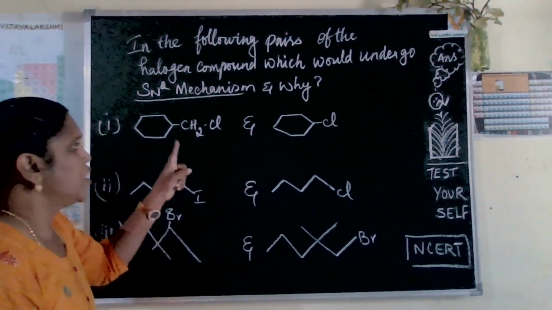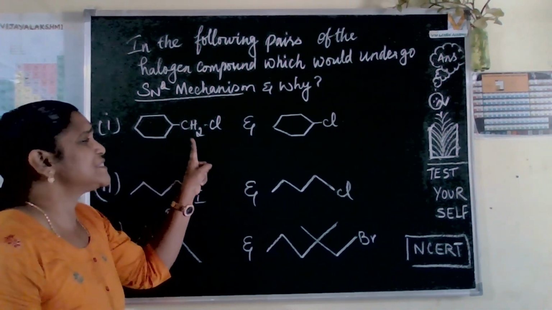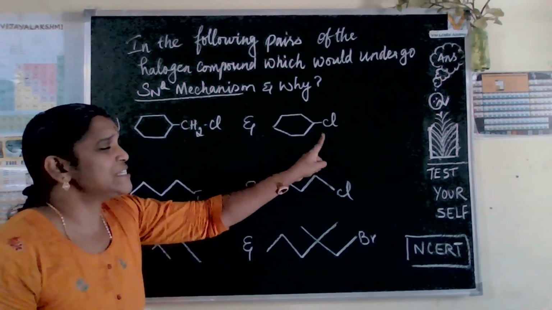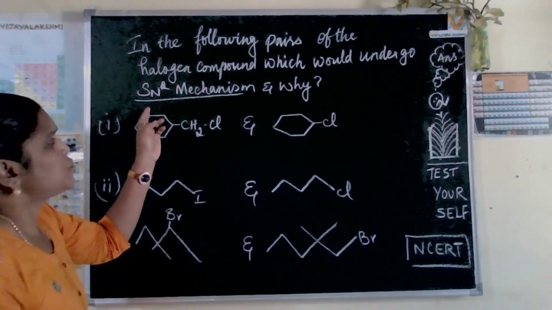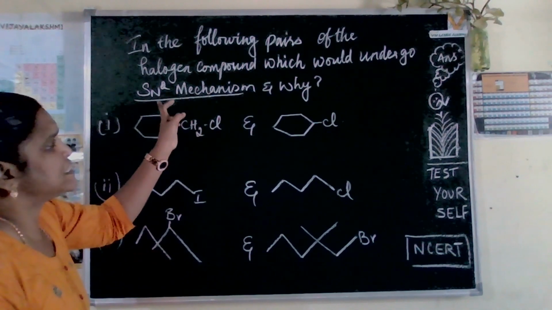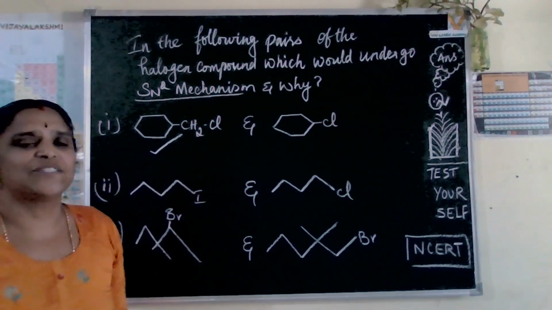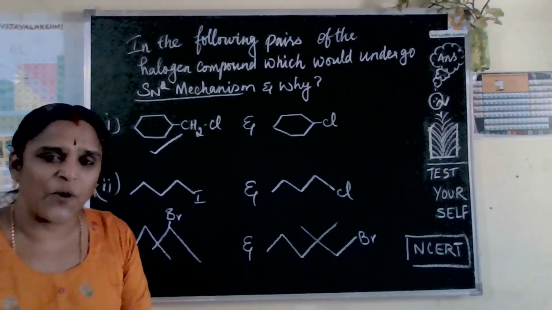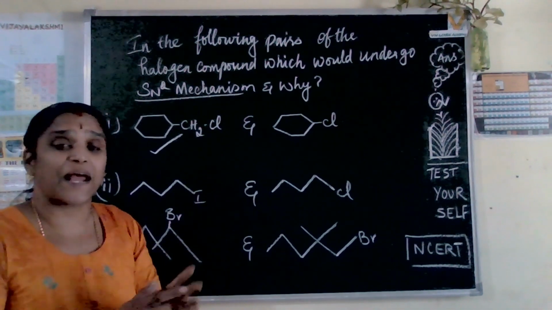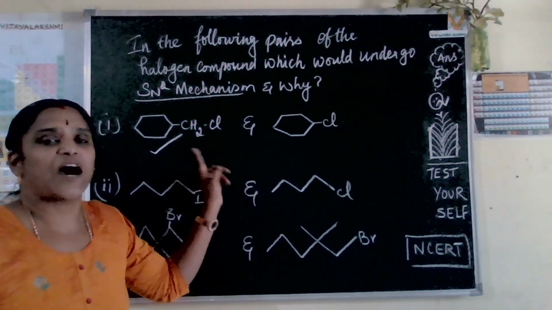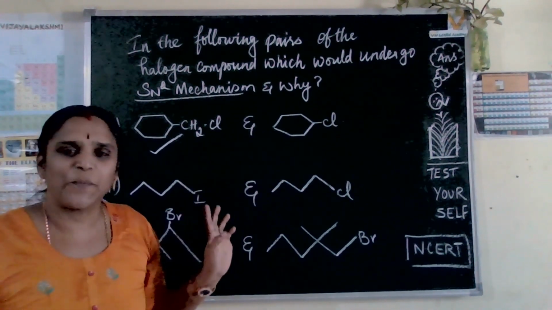Come on, let us go. In this compound, CH2Cl is attached, and in this one the Cl is directly attached to the cyclo compound. Now, which will undergo the SN2 mechanism and why? Of course, 100% this one will go. And why? This has a primary CH2Cl position, so 100% this will go faster than this. Hope you're clear with that.